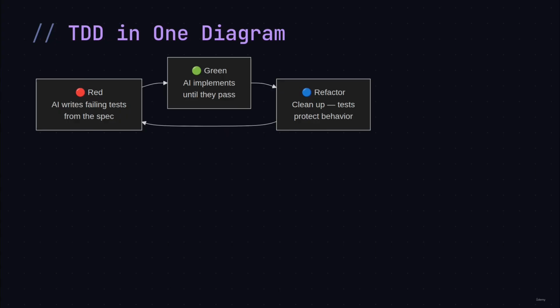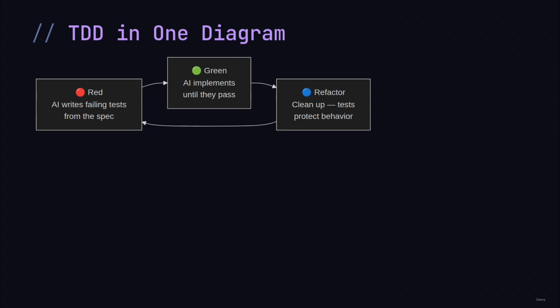Now let's look at the TDD diagram again so that it makes more sense. We have three steps in this process. The first step is called the red step, and this is when the AI writes the failing tests from the spec. This is the spec.md file that we are going to create. After that, we'll ask the AI to look at the tests and then create the function from the tests that are based on the spec.